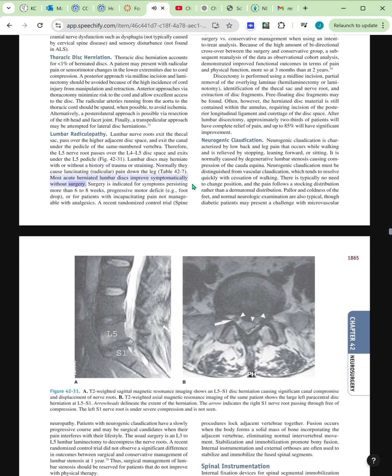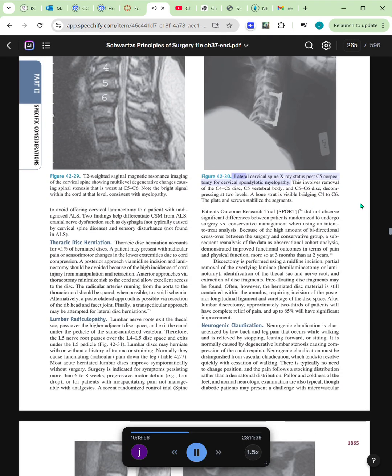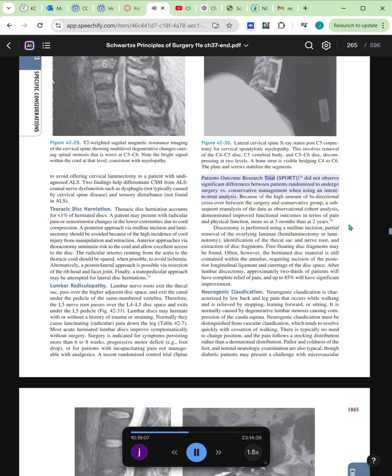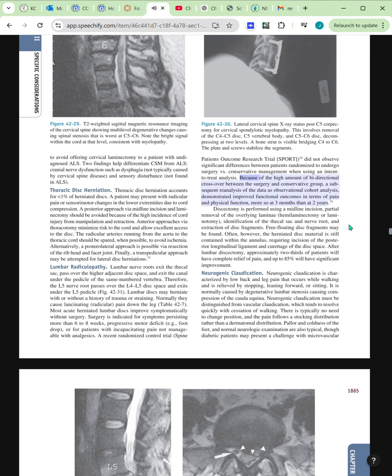Most acute herniated lumbar discs improve symptomatically without surgery. Surgery is indicated for symptoms persisting more than 6 to 8 weeks, progressive motor deficit, e.g., foot drop, or for patients with incapacitating pain not manageable with analgesics. A recent randomized control trial, the Spine Patient Outcomes Research Trial, did not observe significant differences between patients randomized to undergo surgery against conservative management when using an intention-to-treat analysis. Because of the high amount of bidirectional crossover between the surgery and conservative groups, a subsequent reanalysis of the data as an observational cohort demonstrated improved functional outcomes in terms of pain and physical function, more so at 3 months than at 2 years.